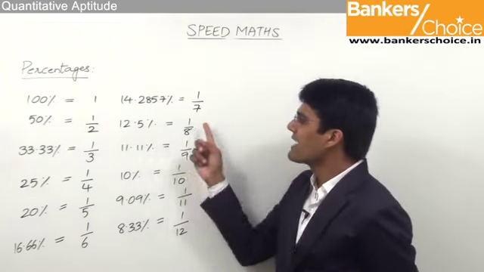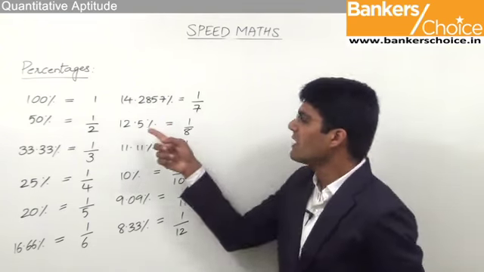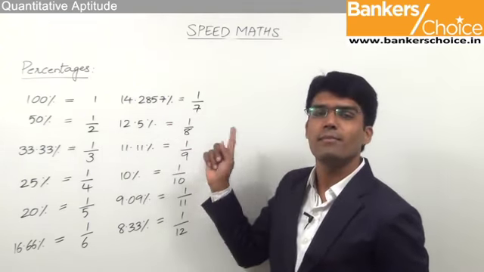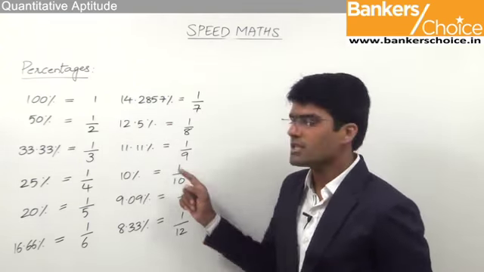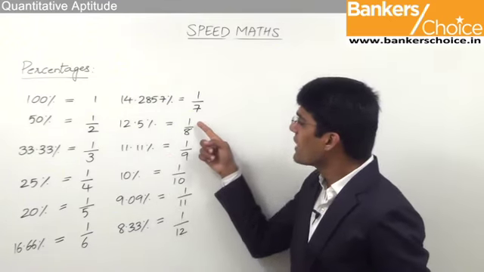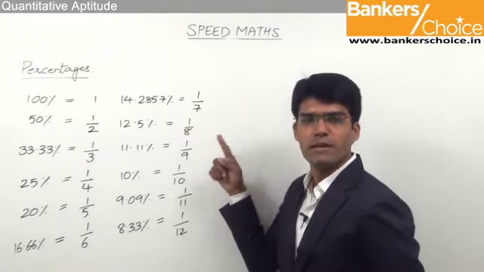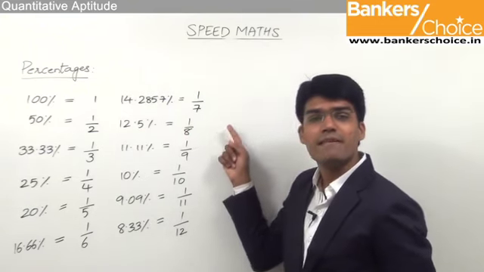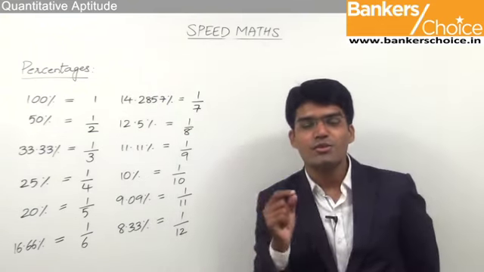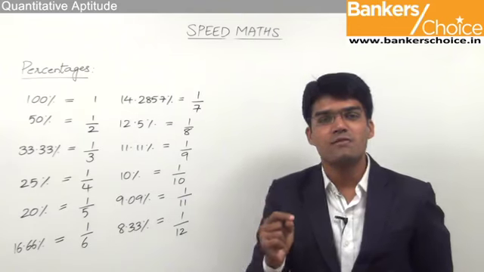Let's multiply both the sides by 5. See what do we get. 12.5 into 5 will be equal to 62.5. 62.5% equals 1 by 8 into 5. Multiplication with 5 on both the sides. So 1 by 8 into 5 is 5 by 8. So 62.5% equals 5 by 8.